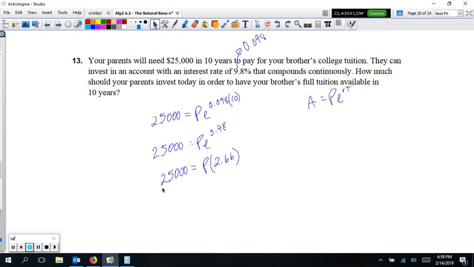And then we just have to divide both sides by 2.66. So 25,000 divided by 2.66 on our calculator gives us approximately $9,384 that we would need to invest today. So that's what they would need to invest today in order to have it grow to about 25,000 in 10 years. All right, so that ends 6.2's lesson, and I'll see you guys in class.